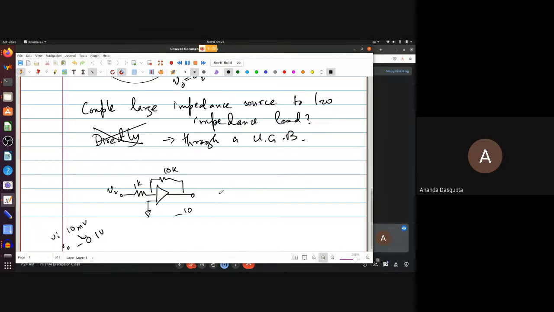So no problems there. Now suppose I have another such circuit, again a 1K, and I directly connect these two. What should the gain of the composite circuit be? 100, right? Minus 10 times minus 10.